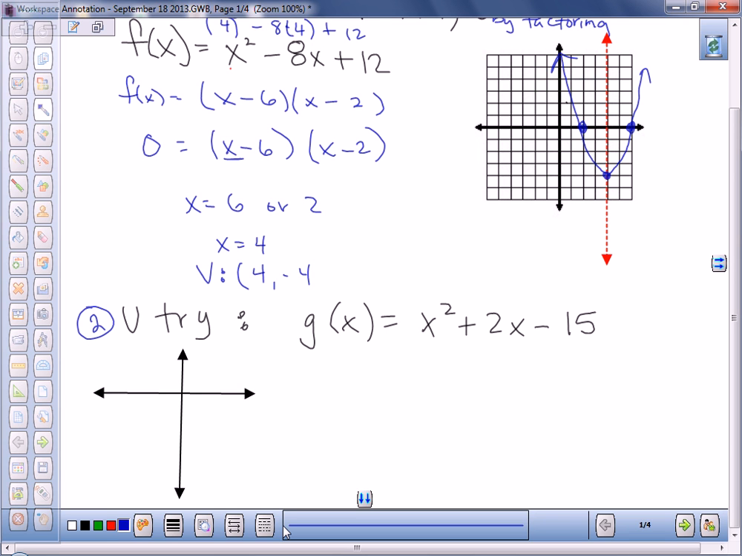Does anybody need help? Just put them in the middle and plug that number into the equation. It's way easier.